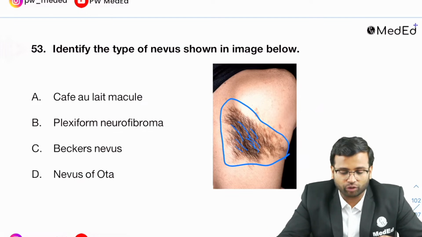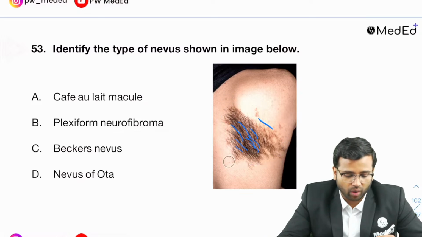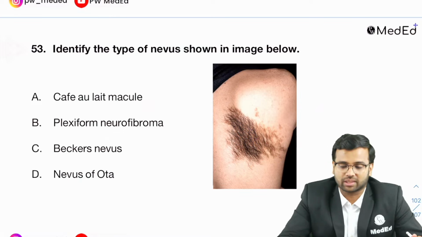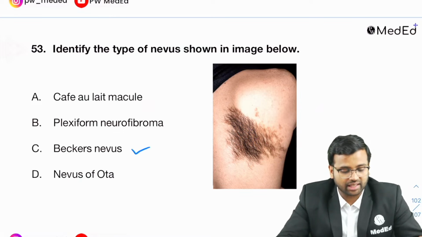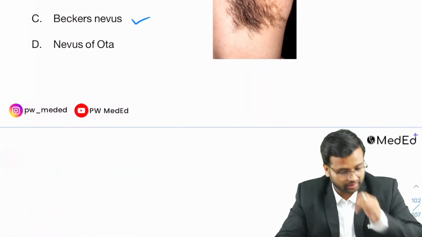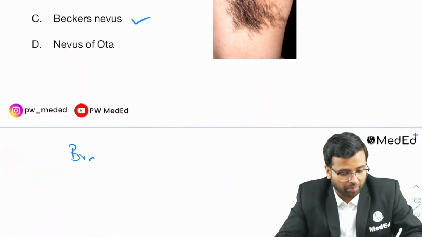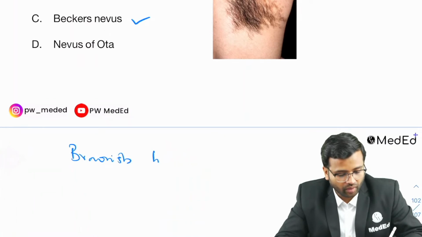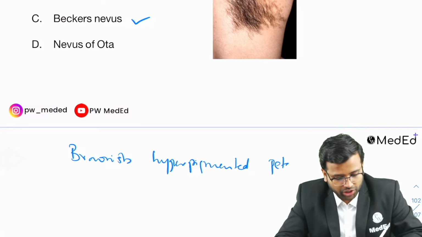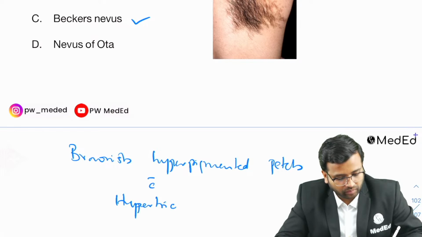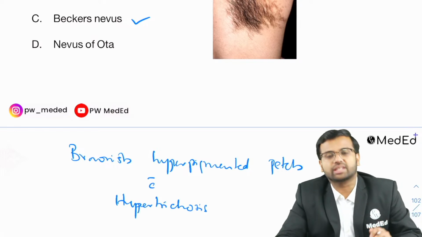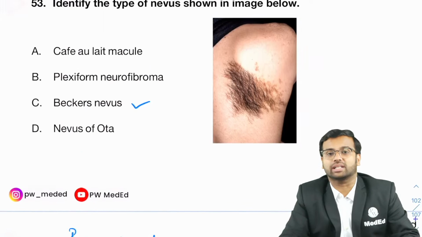So in which kind of nevus do you get this brownish hyperpigmentation along with hypertrichosis? Yes, this is seen in Becker's nevus. All of you are answering it right. That is Becker's nevus. You get a brownish hyperpigmented patch with hypertrichosis. So this is a spotter image for Becker's nevus.